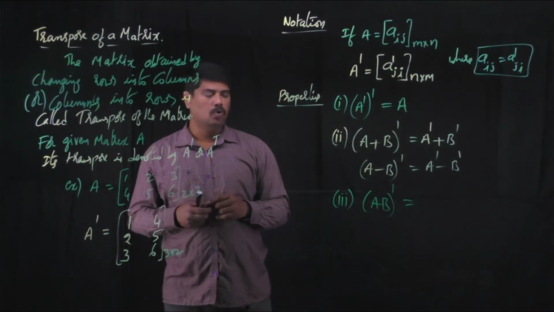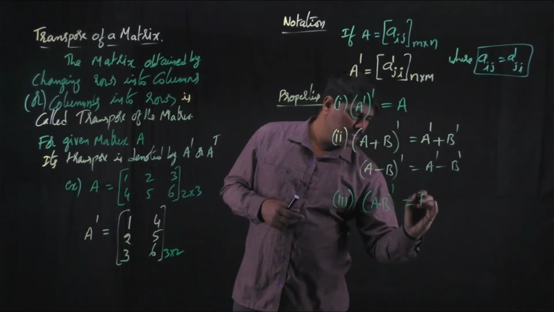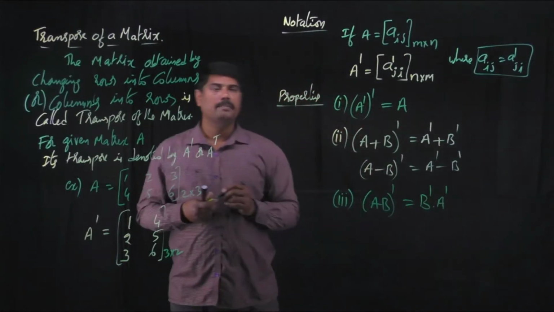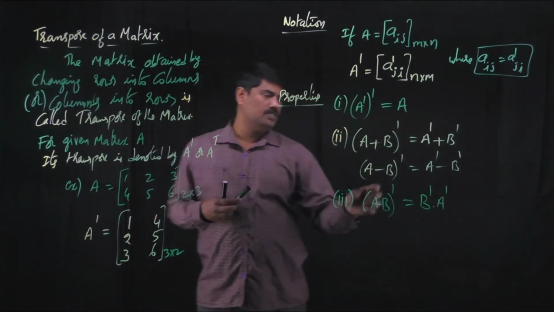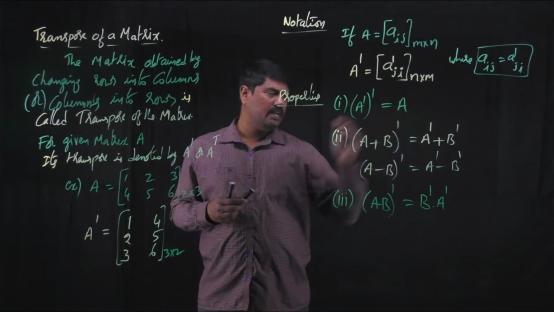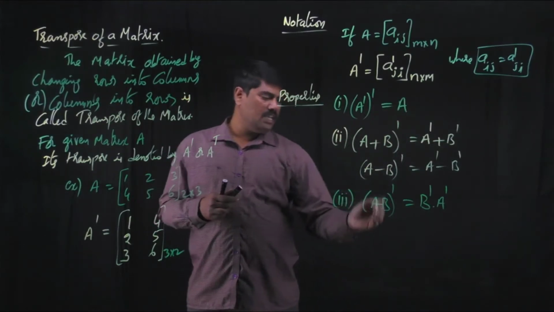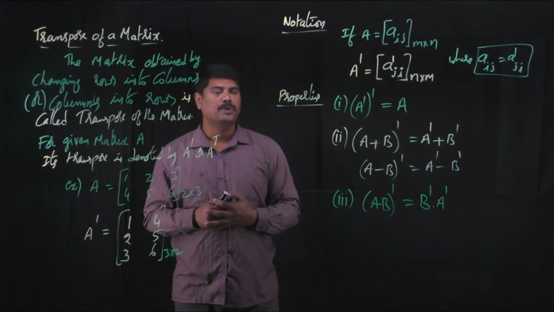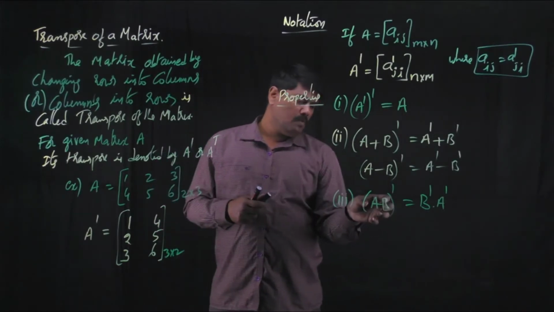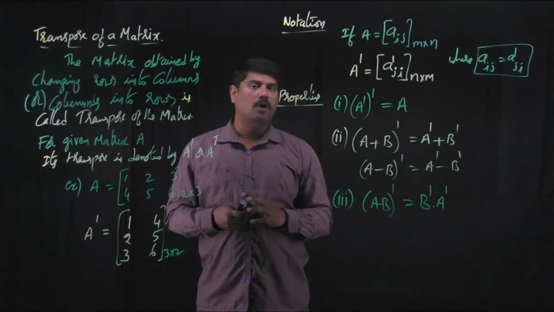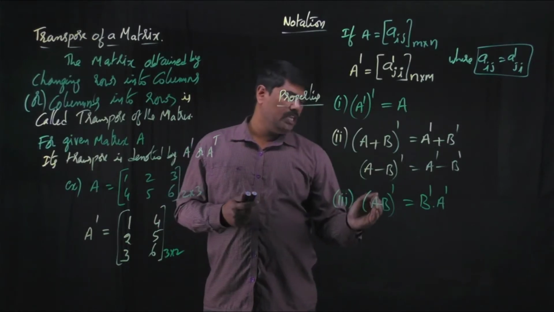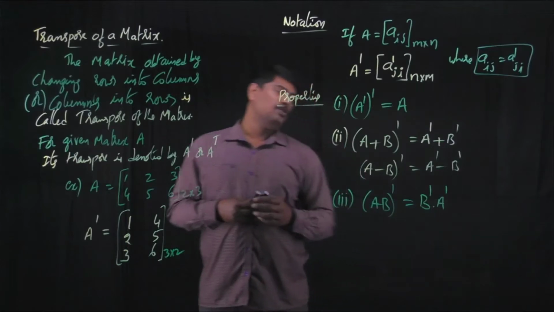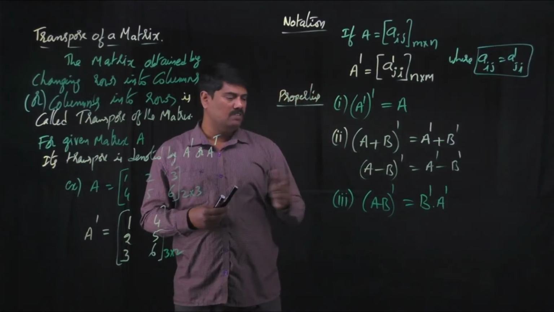(AB)' is the property B' into A'. Remember, generally you get confused. (A + B)' becomes A' + B', whereas (AB)' becomes B' into A', that is B transpose into A transpose. So the product does not follow the commutative property. So (AB)' is equivalent to the matrix B transpose into A transpose. Remember that one. That is a very important point.